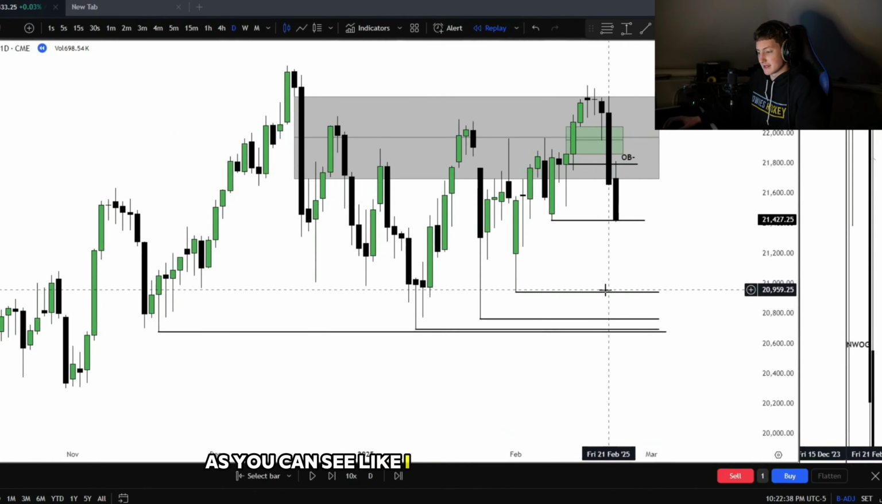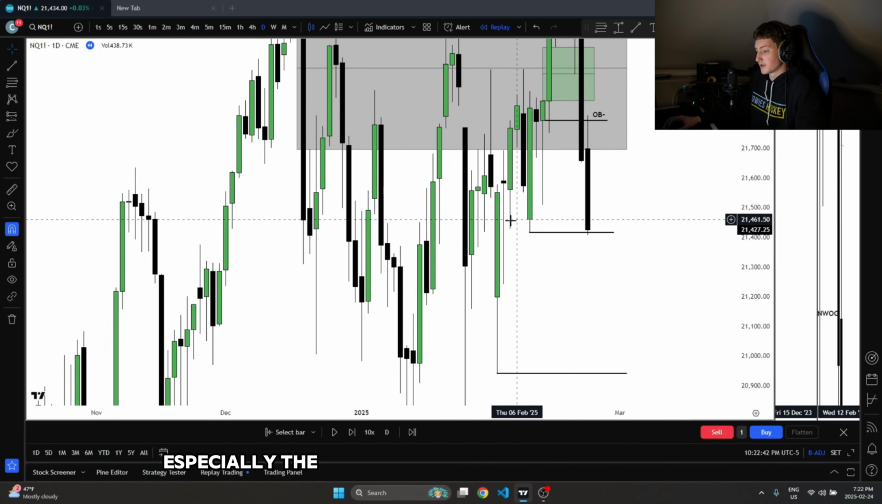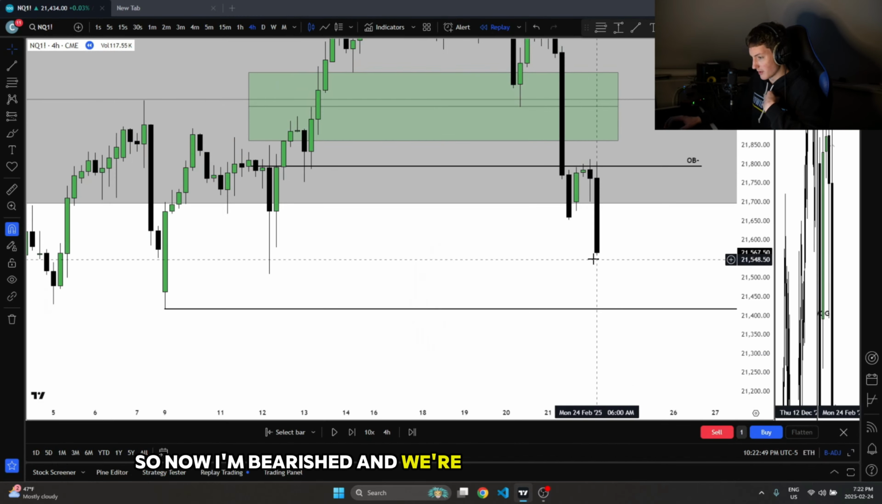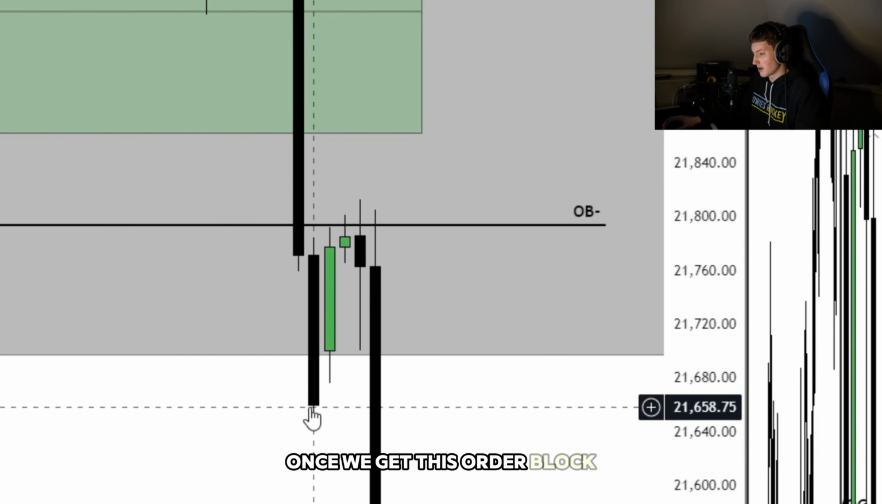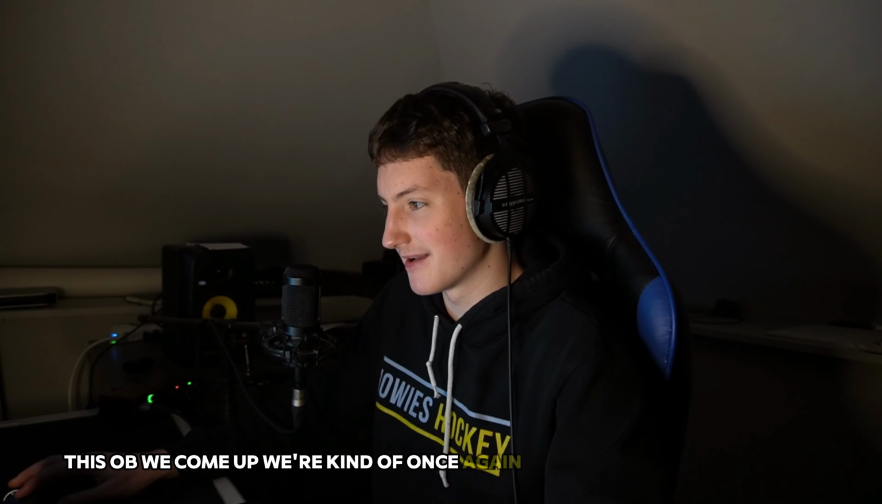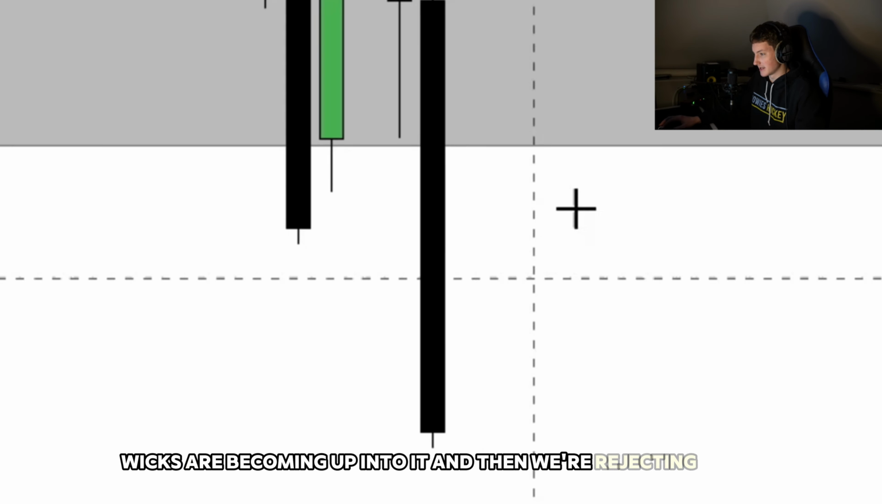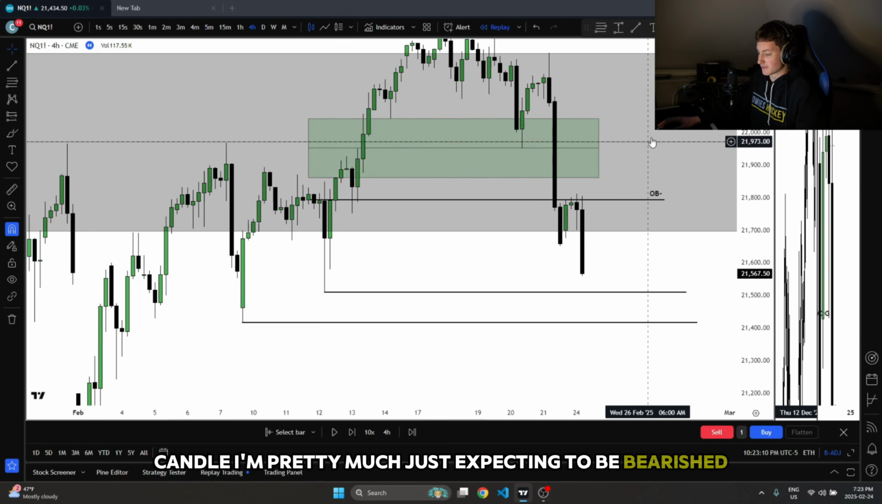As we can see, like I said before, resting lows, I've pretty much called out. I'm expecting these to get taken, especially the ones that are closest. So what do I do? Well, I zoom in more. So now I'm bearish, and we're around here in the market. We have all these lows now to target, and as we can see, once we get this order block, we come up, and once again, wicks are doing the damage, bodies are telling the story. Wicks are coming up into it, and then we're rejecting back down. So this is the 6 a.m. candle. I'm pretty much just expecting to be bearish for all of these reasons.